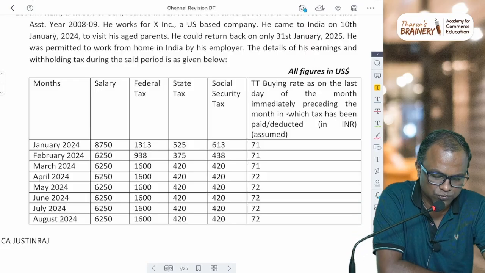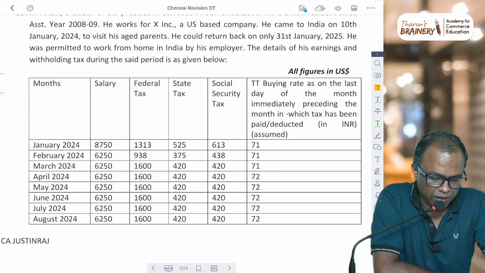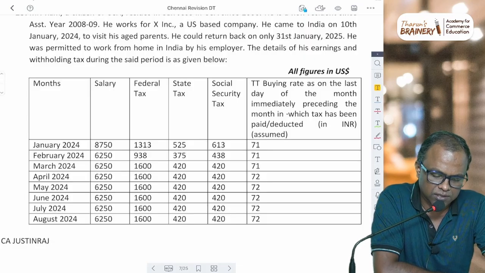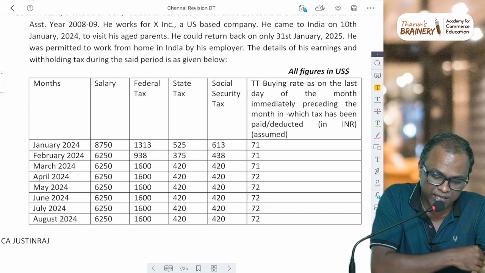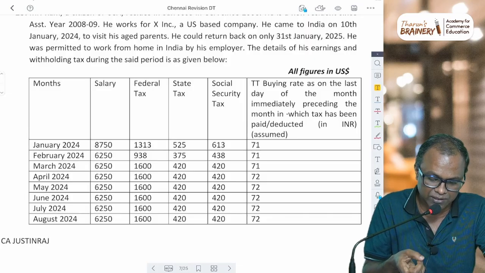Salary is $6,250, all figures in dollars, for April. And the federal tax, tax deducted, or we can say TDS deducted in that country, US: federal tax 1,600, state tax 420, social security tax 420. And then they are directly giving the telegraphic transfer buying rate as on the last day of the month immediately preceding the month in which the tax has been paid or deducted. So directly we can take that, 70 in each column. What is the exchange rate given? That is direct.